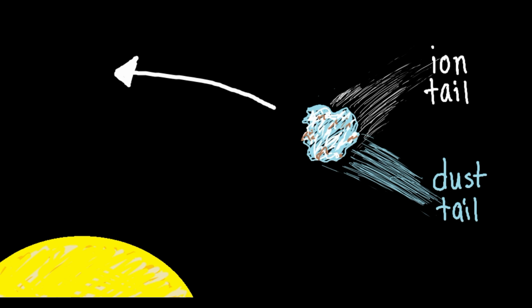One is a dust tail, which kind of acts like the dirt behind a pickup truck going down a dirt road. It's in the direction opposite of where it's heading. And it also has an ion tail, which is always directly opposite of the sun. It's the stripping or the evaporation from the sun's heat going the opposite direction.